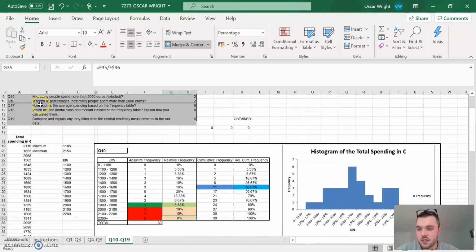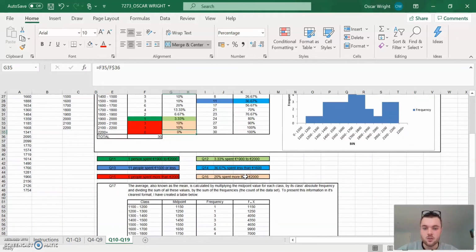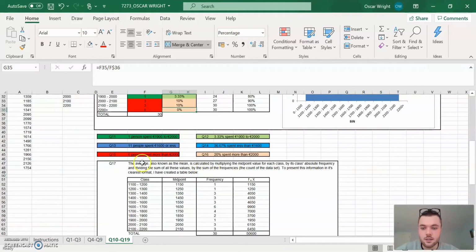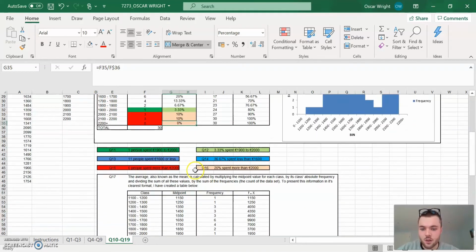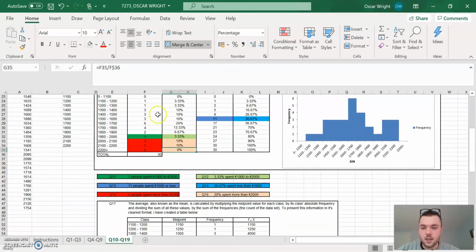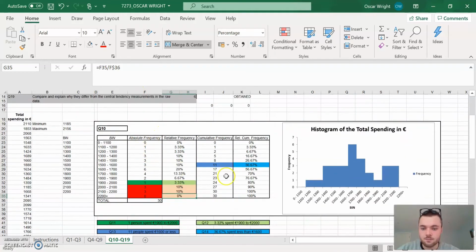Then we have question 17. How much is the average spending based on the frequency table? So to calculate the average, also known as the mean, we need to first of all find the midpoint for each class. And so if we look at this table that I created below, we have each class as we did before. We have their frequencies as we did before in this column.